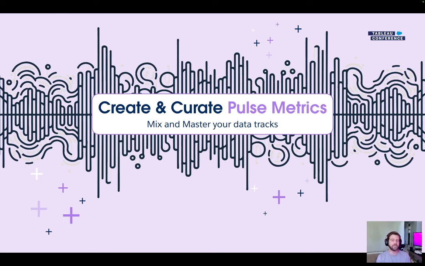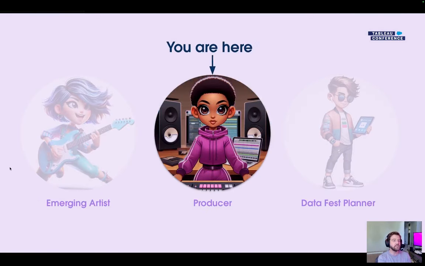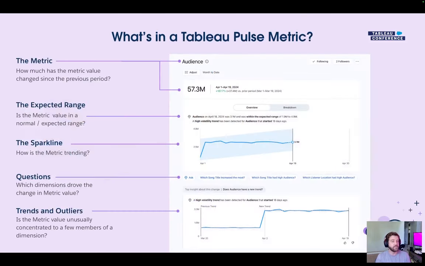We're going to make a bit of a career change and switch from an emerging artist into a music producer. As a music producer, you're going to have a little bit more to do with data. You're not going to just need to interact with already existing Tableau Pulse metrics. What you're going to need to do is also create some new metrics and make adjustments and filter them so that you can run your business and understand a bit more about what's happening across your different artists and in their respective genres and so on and so forth.